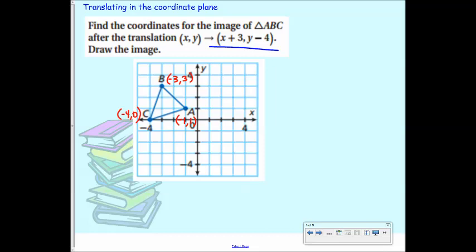So A, I want to move how many to the right? 1, 2, 3, and then I want to move 1, 2, 3, 4 down. So this is A prime now. All right, so that's A prime.